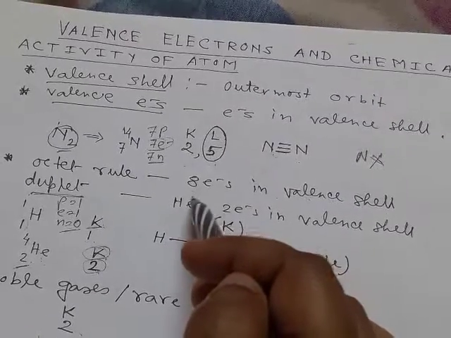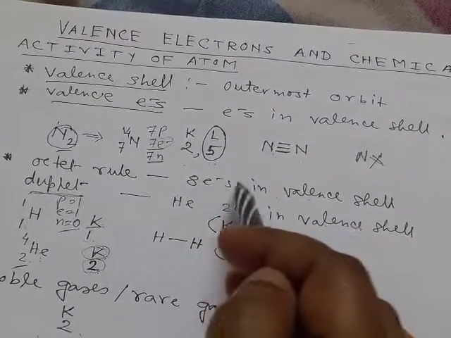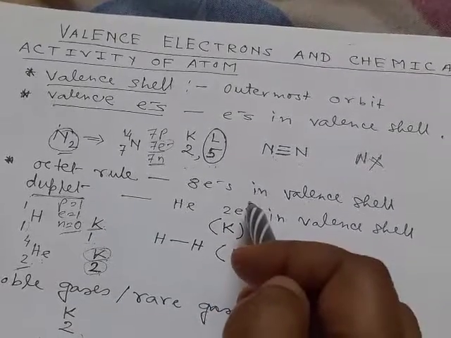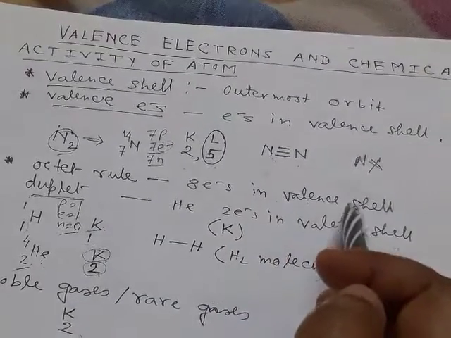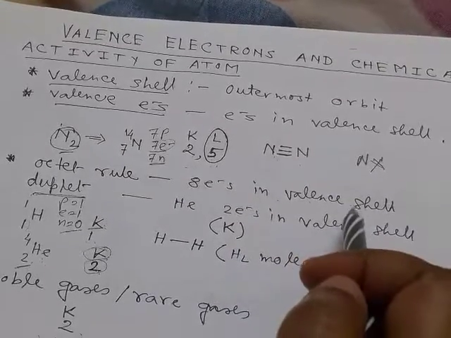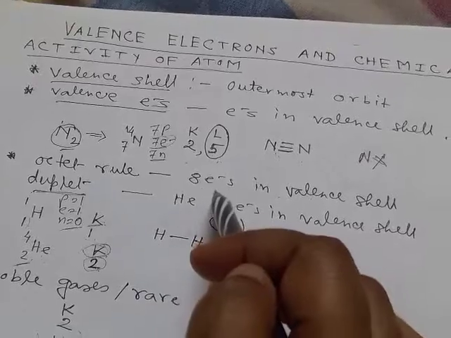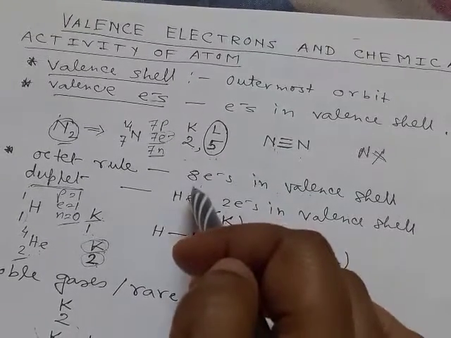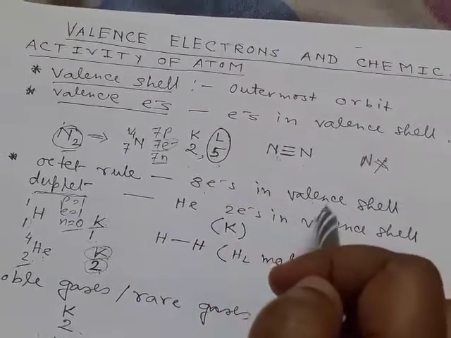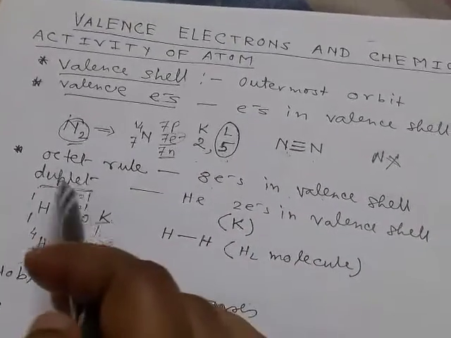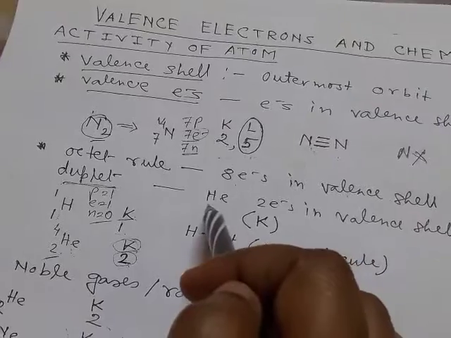Atoms have a tendency to attain 8 electrons in the valence shell, and that will be the stable electronic configuration. All atoms have that tendency to attain the 8-electron configuration in the valence shell. This is called the octet rule. But the exception is helium.